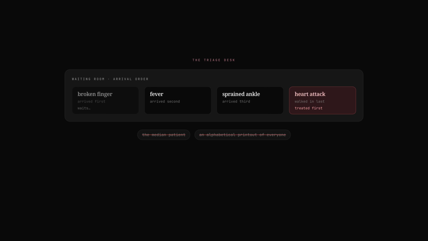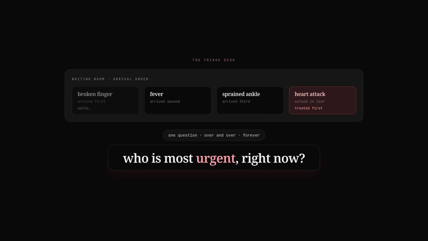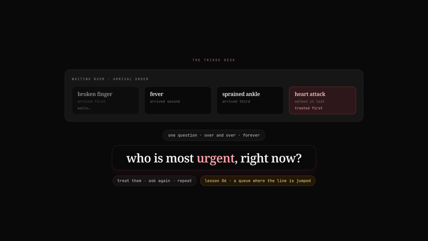Nobody ever wants the median patient or an alphabetical printout of everyone in the building. The desk asks one question over and over forever. Who is most urgent right now? Treat them. Ask again. Lesson 6 called this shape a queue where the line is jumped and promised you the structure that runs it. This is that lesson.